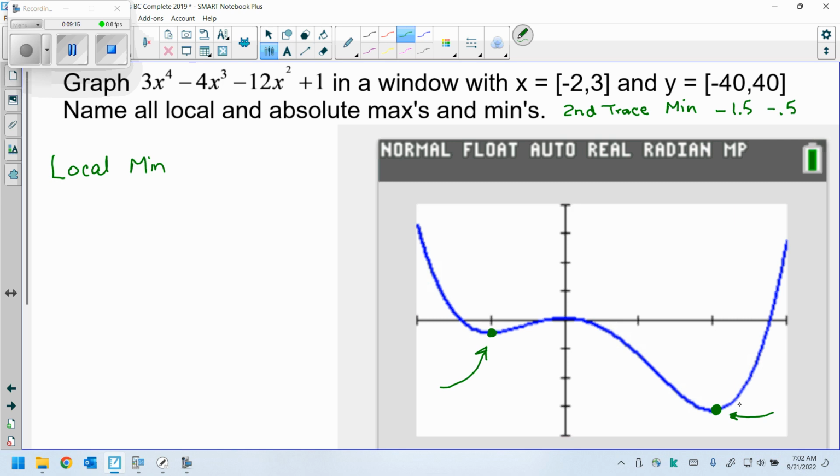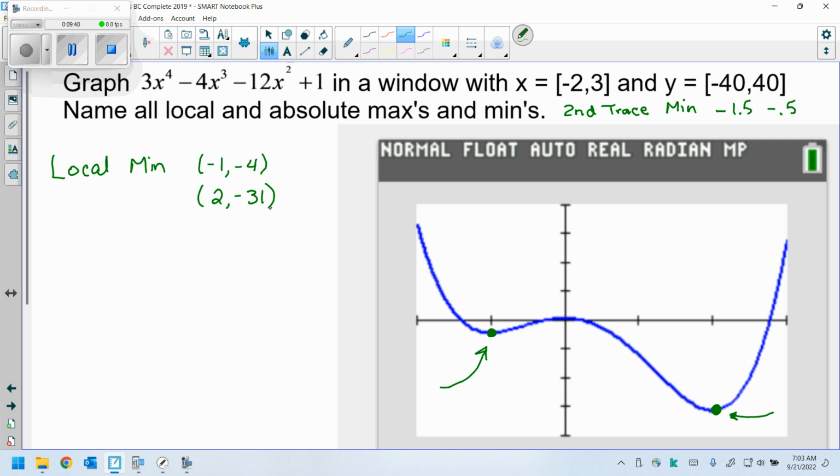Now when you found those, I think you found that at -1 we were at -4, and that at 2 we're at -31. Those were the local or relative minimums. Those occur inside the interval. Can't happen at -2, can't happen at 3.